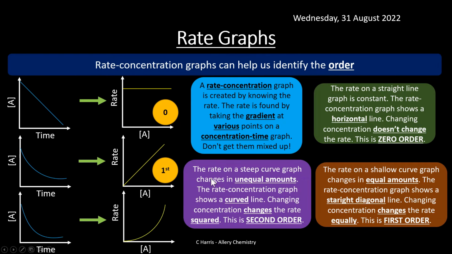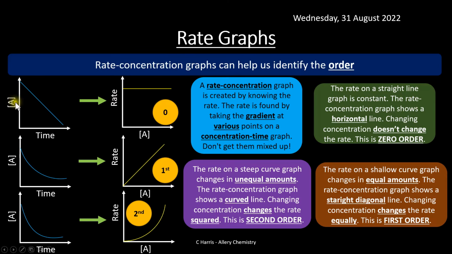And finally, second order is very similar to first order, except it's disproportionate. If we calculate the rate at each of these points, and then plot the various rates against concentration of A, we get this nice curved graph going upwards, and this represents second order. You need to be aware of the shapes of these graphs. Look at the axes, don't get them confused, and you need to be able to identify if something is zero, first or second order. Really, really important.